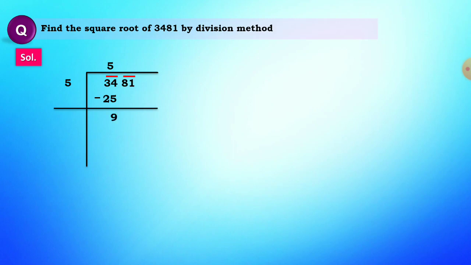Now our next step is to multiply the quotient, that is 5 by 2. And when we multiply the quotient 5 by 2, we get the divisor as 10, and we will write it in place of the divisor, and we'll bring this 81 down beside 9. Now students, we have to think of a number that should be written beside 10, and the number formed when multiplied by the same number, we should get the answer as 981.